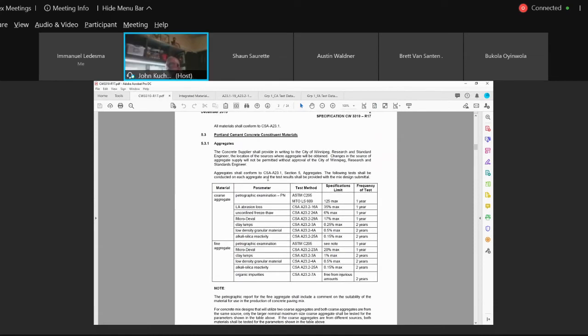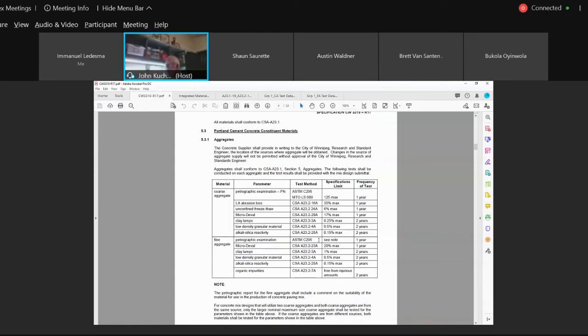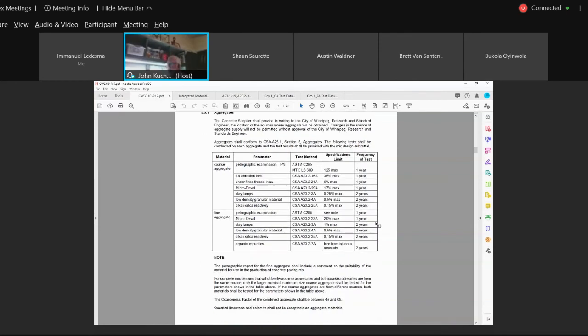So you're talking about aggregates, and there's a frequency of testing that the ready-mix producer has to do on his aggregates should he want to supply concrete to a contractor on a City of Winnipeg project. So you can see that there's lots of tests that he has to test every year on his aggregates, if he uses the same source and has been approved, but they still want certain tests done every year to ensure that they're consistent. Some tests are 2 years, both for coarse and for fine aggregates.